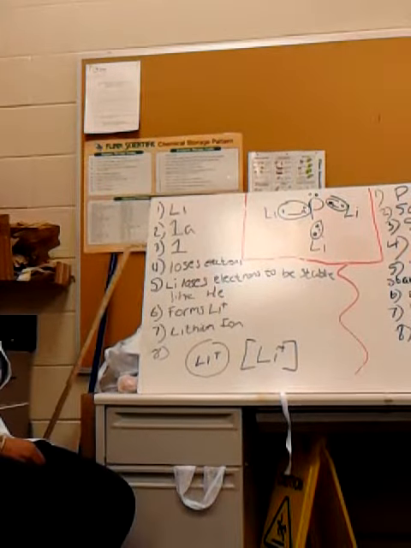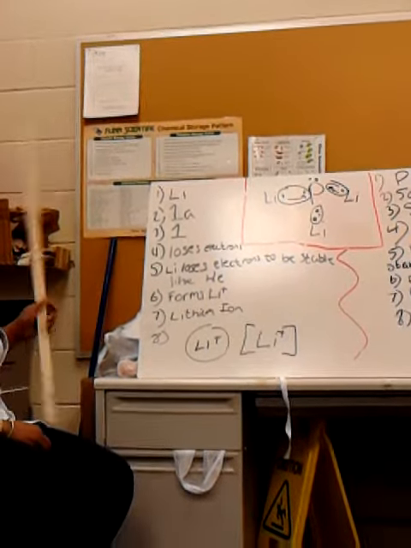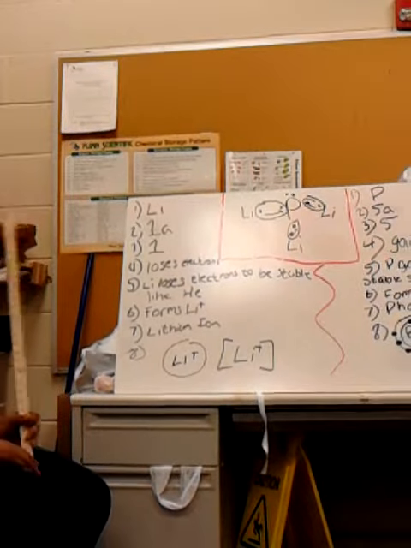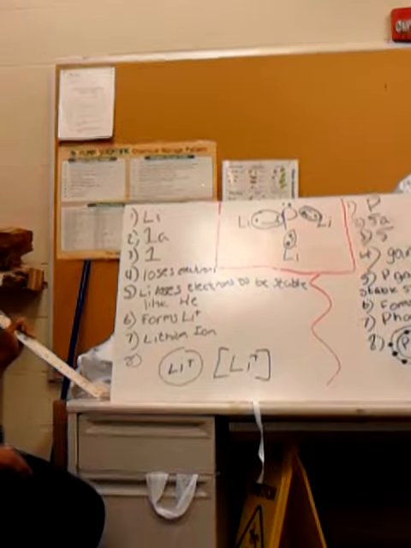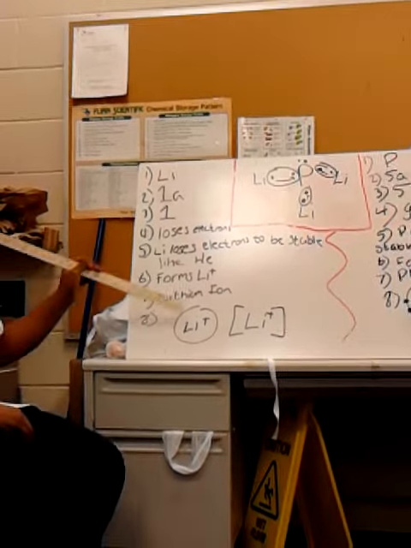1A and therefore has one valence electron. And because it's in group 1A, it wants to lose its electron. So lithium loses its electron to be stable like helium, and it forms Li plus, or lithium ion.